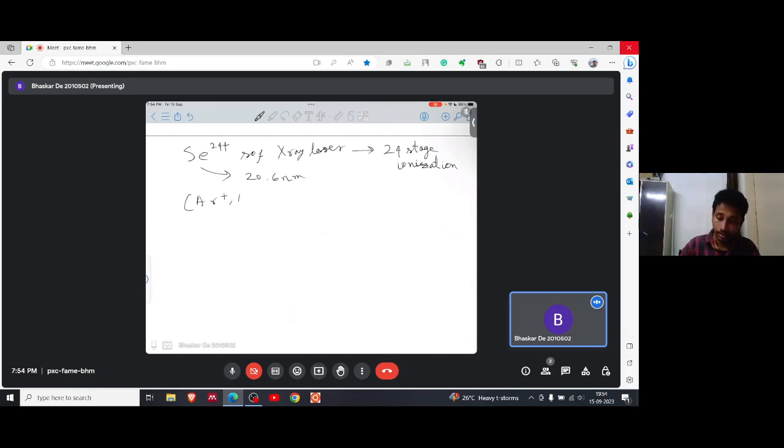So Ar plus, Ar double plus, Ar 2 plus has a transfer from below. So these three lasers use this kind of indirect pumping, that is the transfer from below.